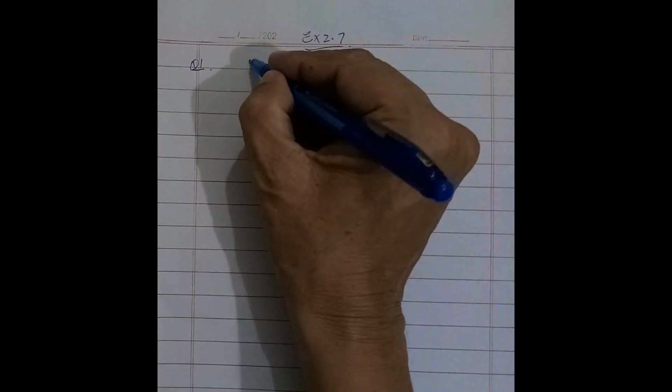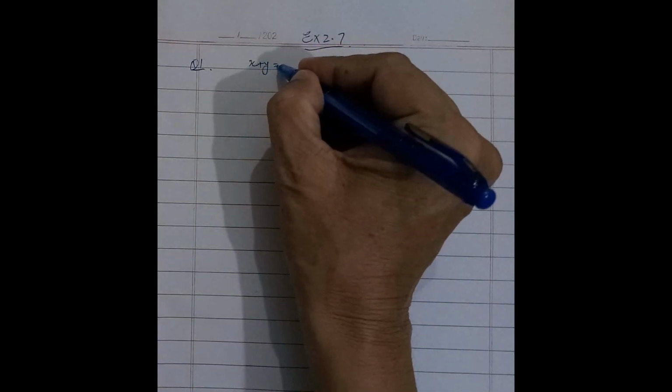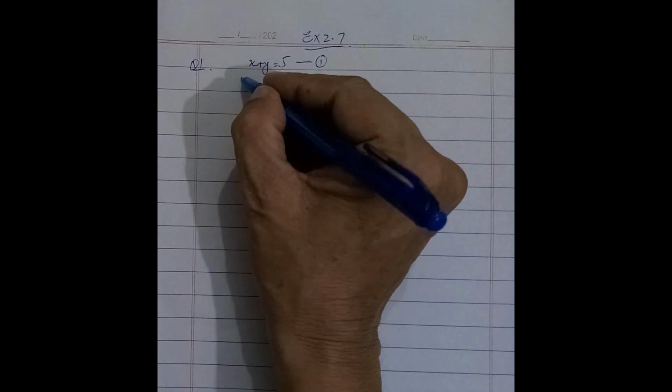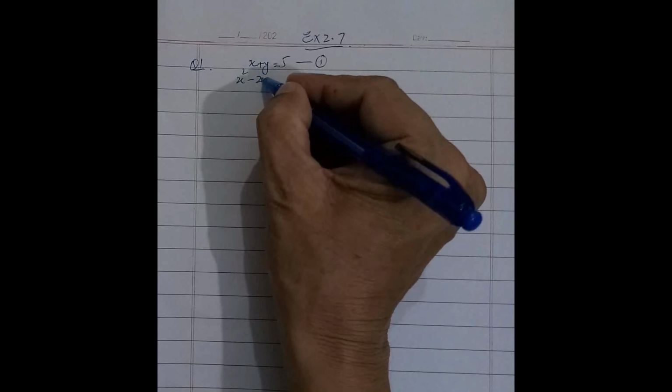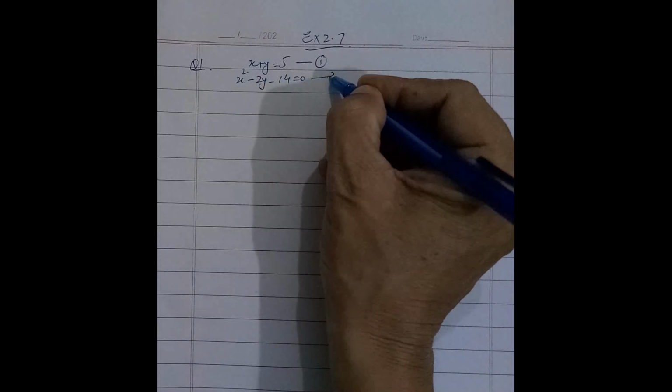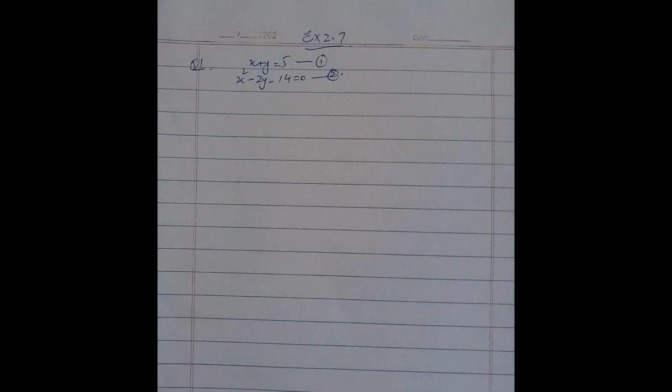Question 1. There are two questions. The one is linear and the other is quadratic. Now let's start. The first question is x plus y is equal to 5. That's question 1. And the second is x square minus 2y minus 14 is equal to 0. It is the second question.